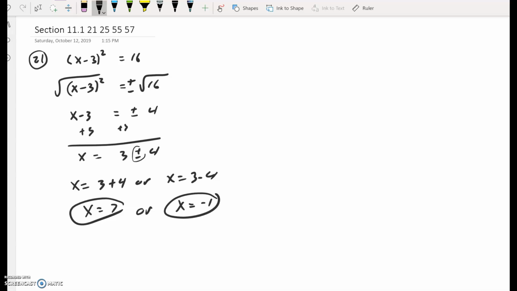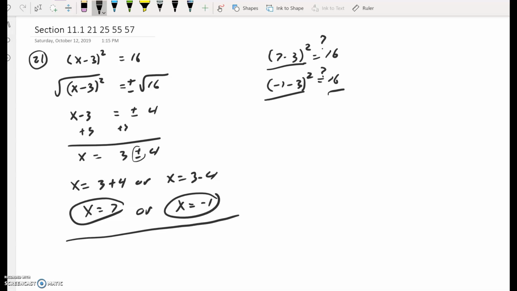This is not a case where you need to check your solutions. These should both work if our work is correct. Notice if we did try to check the solutions, if you put in 7, you get (7 minus 3) squared equals 16, which is true. And if you put in -1, you get (-1 minus 3) squared equals 16, which is true. This is 4 squared, and this is -4 times -4, which is also positive 16. So the check is not mandatory, but the check is certainly doable.